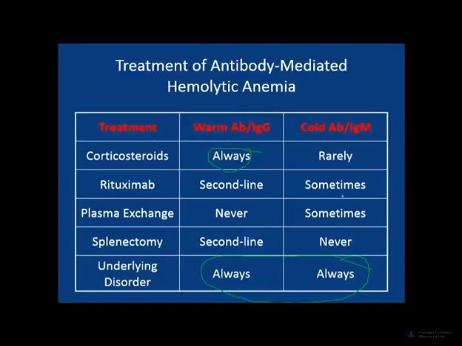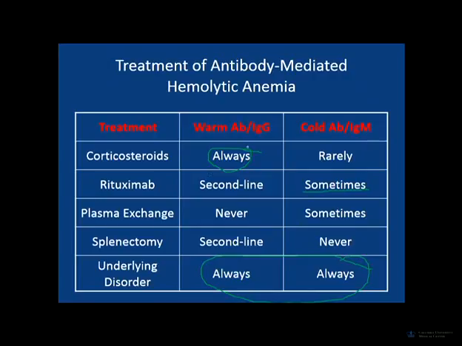Cold antibody, the main treatment when we need to is something called Rituxan, which we'll talk about a lot this week. It's a monoclonal antibody to B cells. B cells are the cells in the body that produce antibodies, and so if you kill off the antibody-producing cells in the body, you'll get rid of the IgM or the IgG, which is destroying the red blood cells. Sometimes this is also given for warm antibody hemolytic anemia.